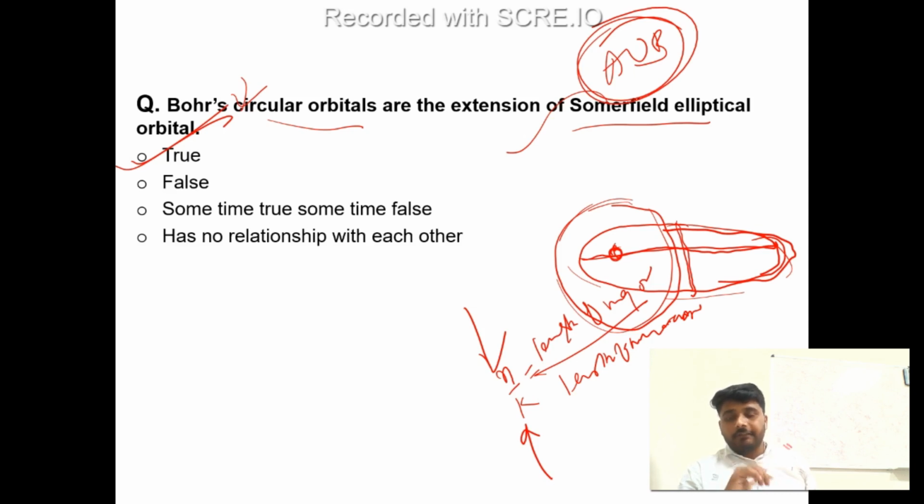It will become the Bohr's model, right? Yes, it is an extension, right?